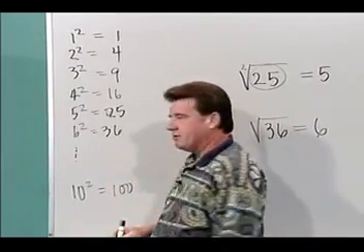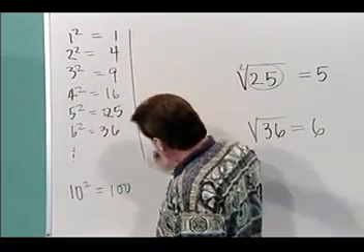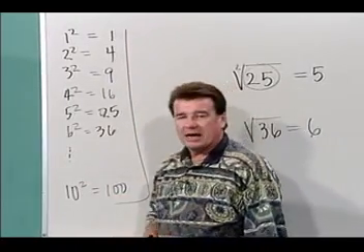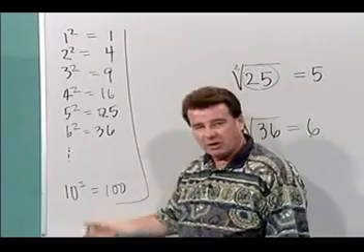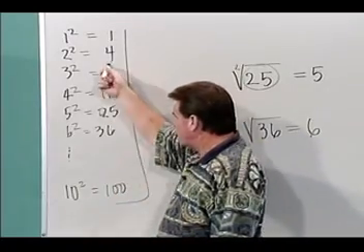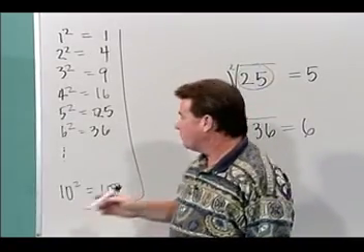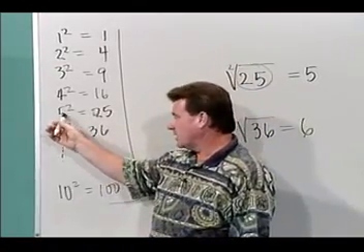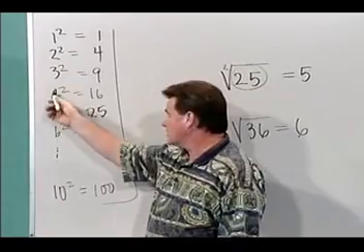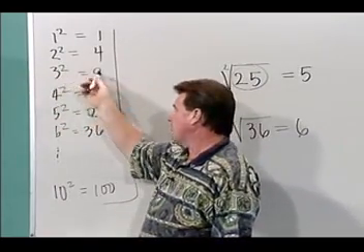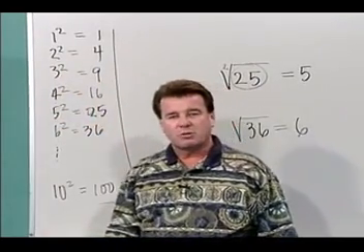10 squared is 100. Now, these numbers right here, 1, 4, 9, 16, 25, 36, 49, 64, and so on, are called perfect squares. They're perfect squares because the way I got them is I took a number and I squared it. I took this number and I squared it. I took this number and I squared it. So those numbers are perfect squares.